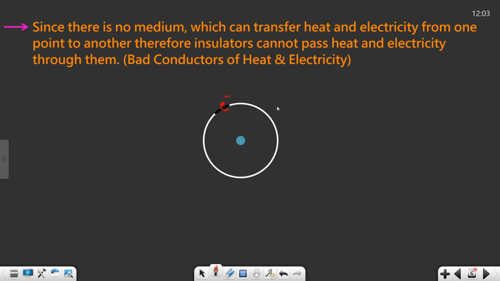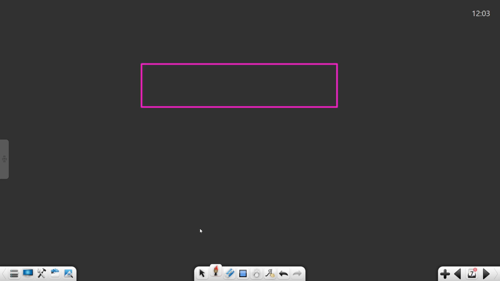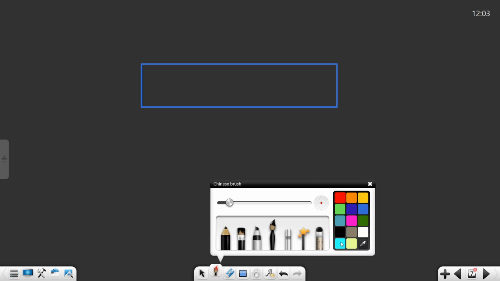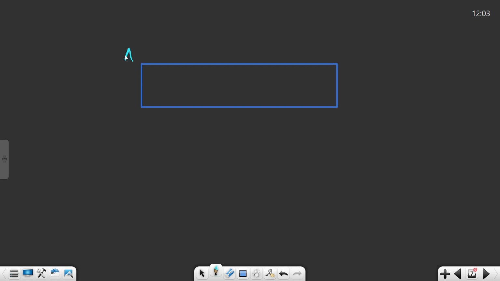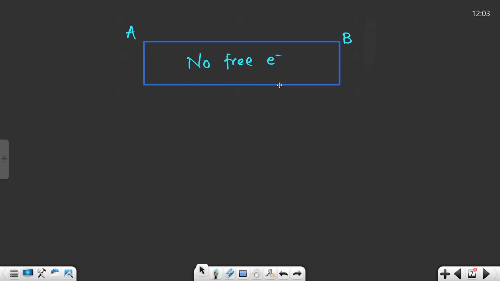So I hope you are able to understand why exactly the conductor is able to transfer heat and electricity through it, while the insulator fails to do so. Let me change the color to blue. Let's suppose this is my insulator, and this is my point A and this is my point B, and there are no free electrons in between point A and point B. So let me just write a few points which we discussed.